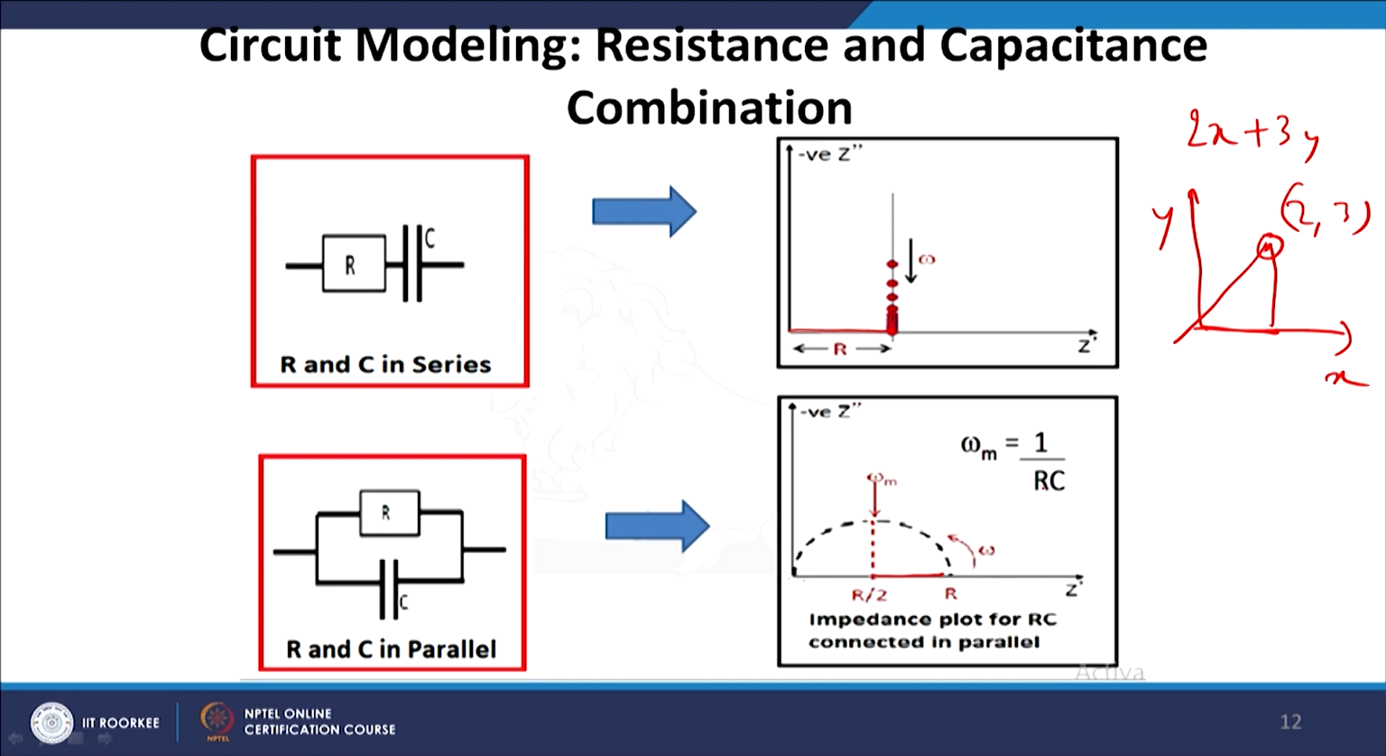So, if it is a series resistance and capacitance, it is only a point and then going up as a straight line, and if you see a semicircle, that means the resistance and capacitance are connected in parallel, where the time constant is 1 over RC.